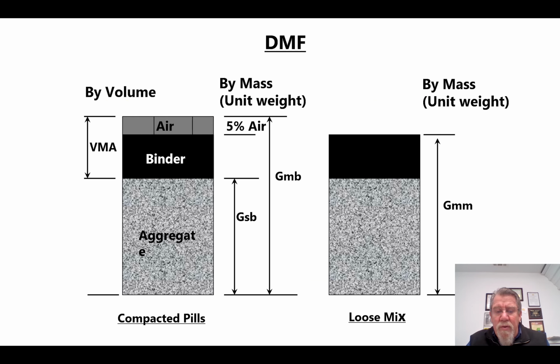This slide shows the difference of compacted pills versus loose mix. Just a volumetric picture. What makes up a compacted pill when you pack it up? You obviously can see the binder and the aggregate in the mix. Also, what's in that pill is your percent of air. And loose mix, when you're just running your rice sample, your GMM, you have no air voids in it. It's all aggregate and binder.